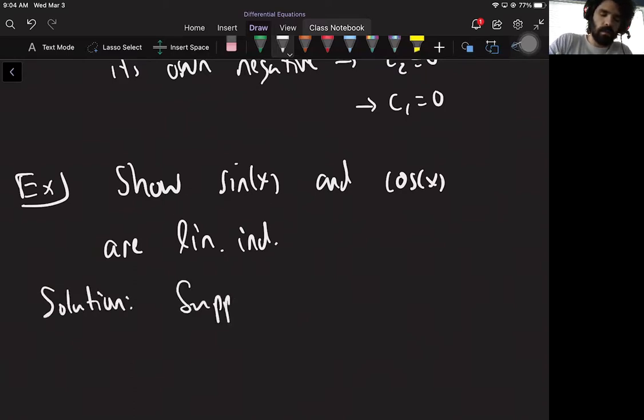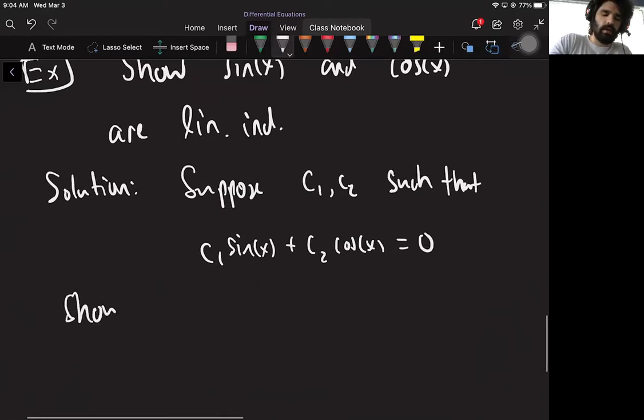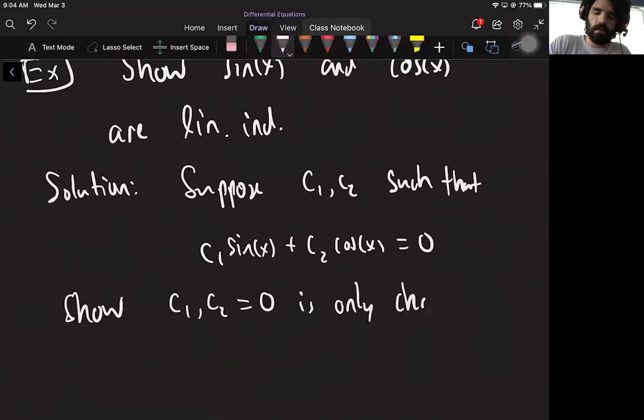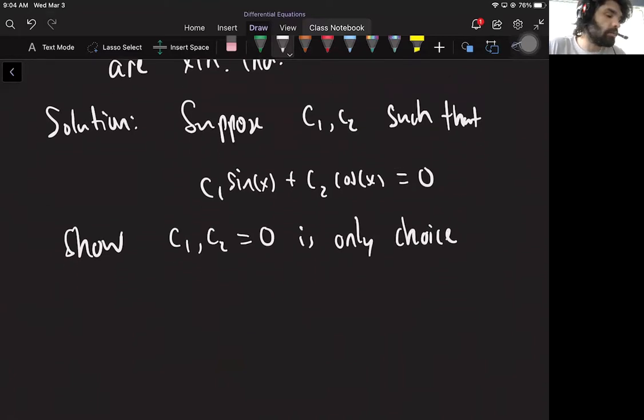So you suppose that there are some constants such that you can build 0 as a linear combination of the two functions. So this time sine and cosine. And then I'd show by plugging in x's that this is the only choice, that there's no other way to build 0. That the old boring way of just making both constants be 0.